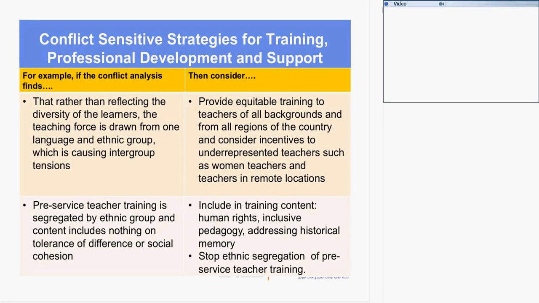The second example, if your conflict analysis found that pre-service teacher training is segregated by ethnic groups and the content includes nothing on values such as conflict or difference or social cohesion, you may consider contributing to the teacher training program by providing some training content that includes human rights or inclusive pedagogy, addressing historical memory and the way that history is presented in the textbook. This type of curriculum review can be a very long-term process, or it can be something that you do at the program level to supplement the existing curriculum in a participatory way within the context that you're working.